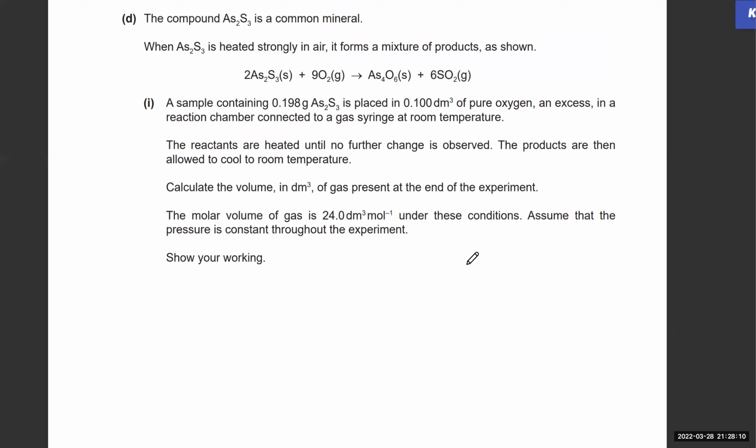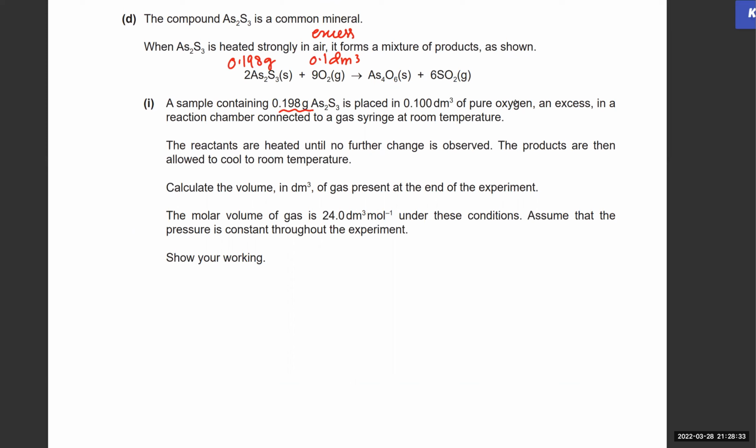Moles. It's heated strongly, and a sample containing this is placed in 0.1 dm3 of pure oxygen in excess. So this is 0.1 dm3, but remember this is excess oxygen. Okay, so that's excess. Again, this is 0.198 grams.